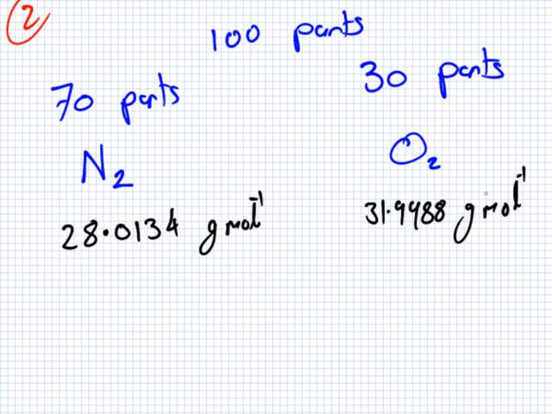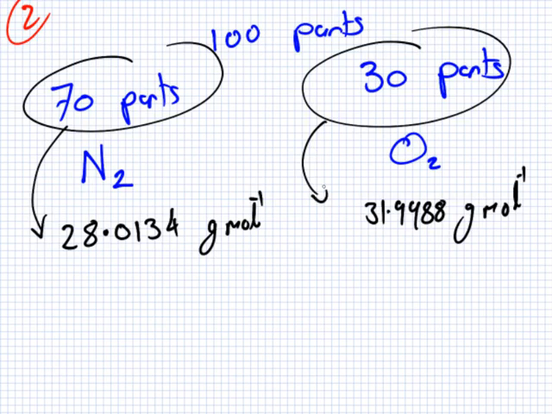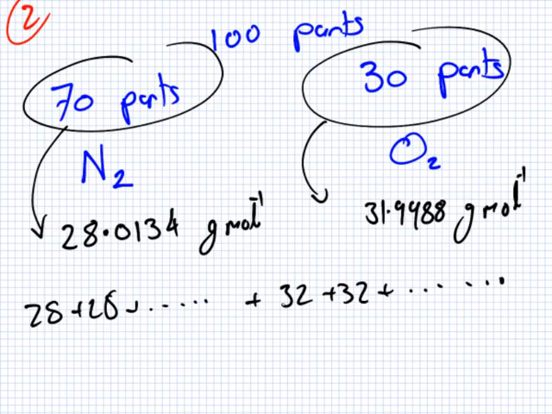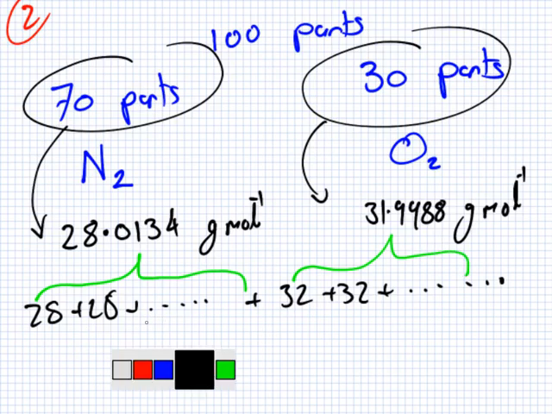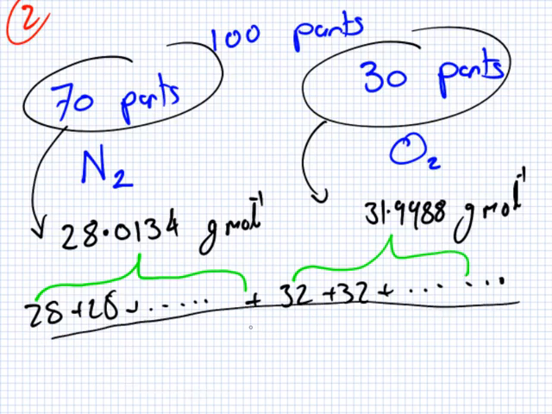So do you know how to get an average? It's not 2. It's 70 of these and 30 of these. So it's like 28 plus 28, plus 32 plus 32. Do you know what I mean? There's 70 nitrogen and 30 oxygen, and then you add and divide by 100.